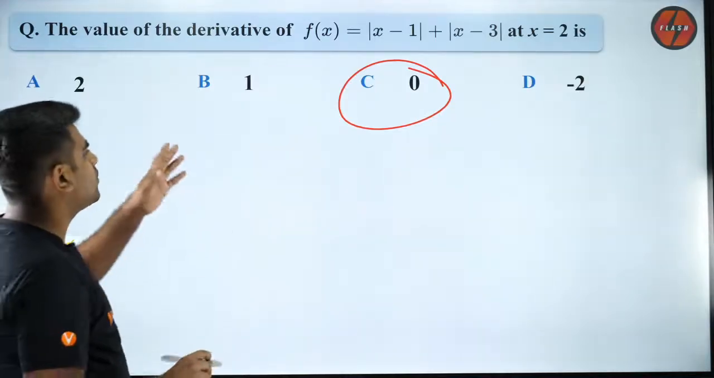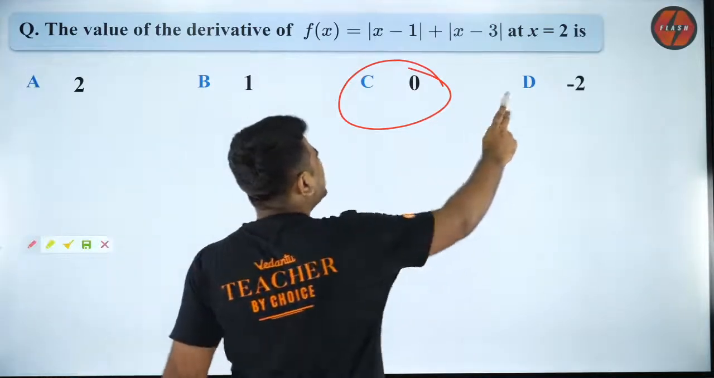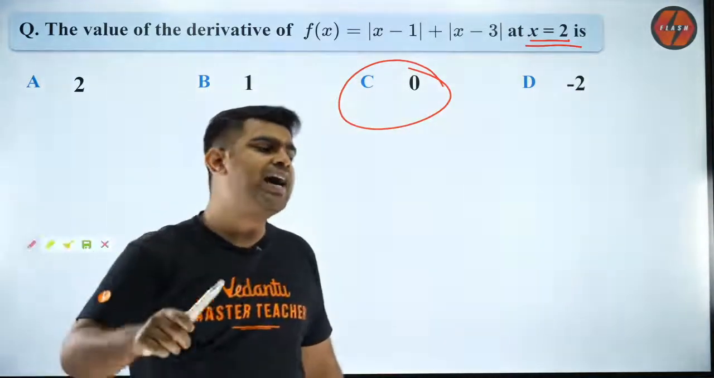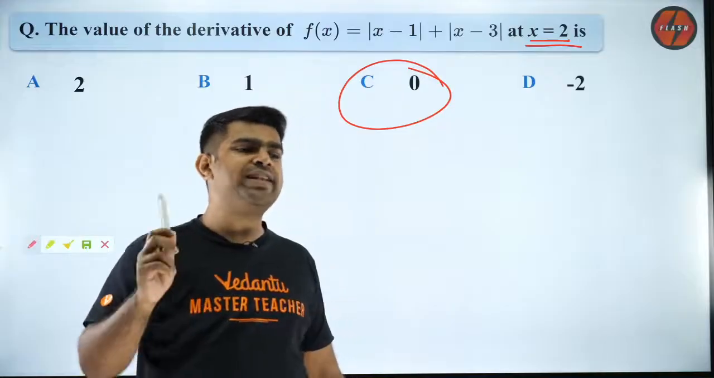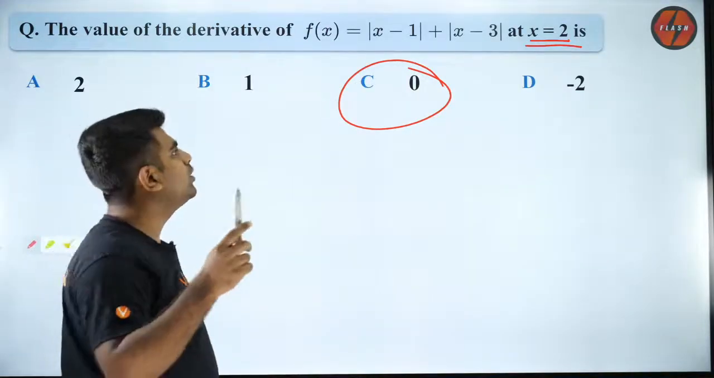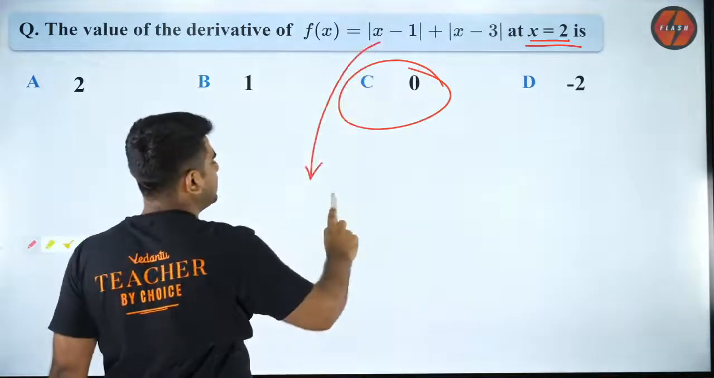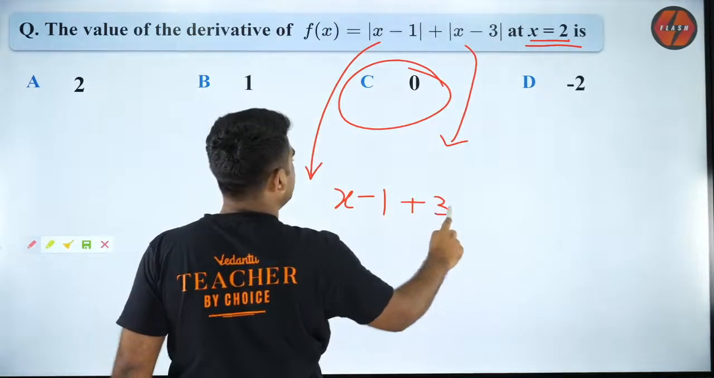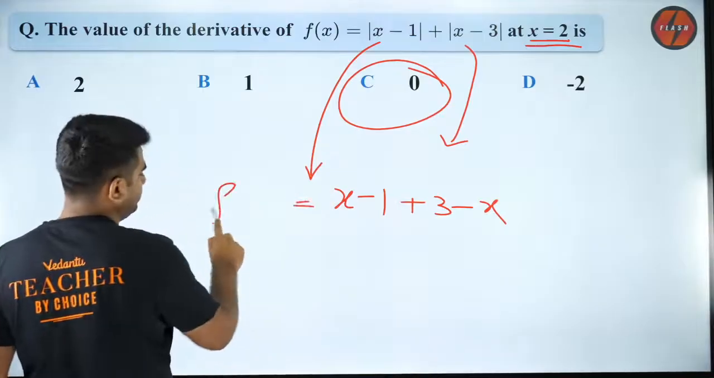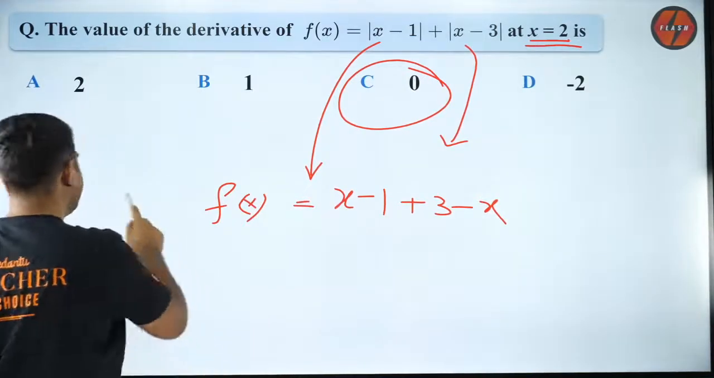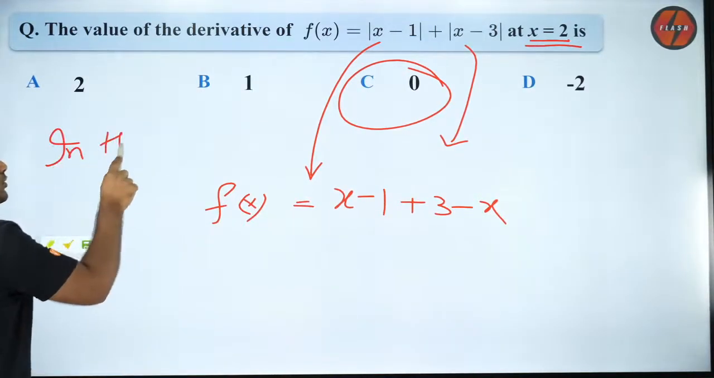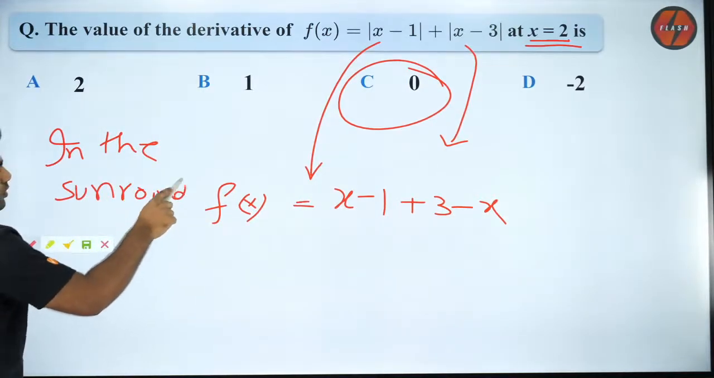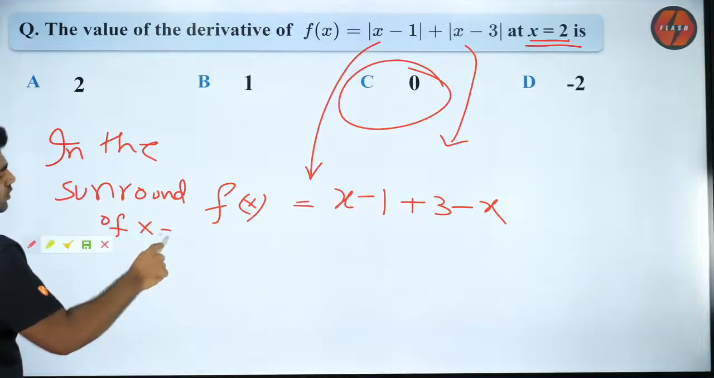Right now, let's see how to solve this question. So we are looking in the neighborhood of x equal to 2. Do you guys understand that first? We are looking in the neighborhood of x equal to 2. So can I say this will open as x minus 1 and this will open as 3 minus x. So that will be your function in the neighborhood, in the surroundings of x equal to 2.